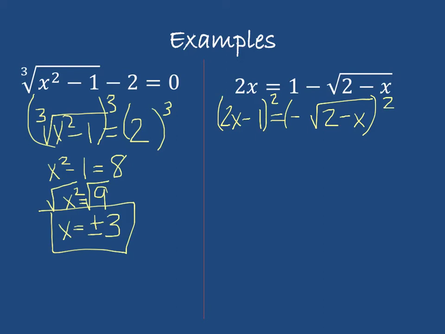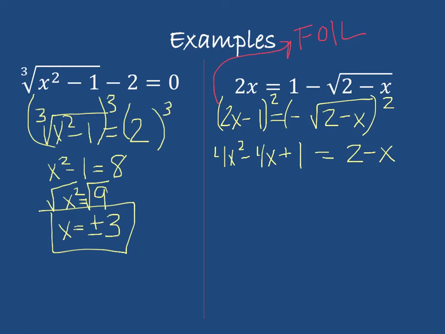Let's first square the right side. If I square a negative, it's going to become positive. The radical will cancel out, so I'm left with 2 minus x. Now with the left side, you have to FOIL that. To FOIL it, you're going to get 4x squared minus 4x plus 1. So you have to FOIL that out. That's a common mistake that people make.